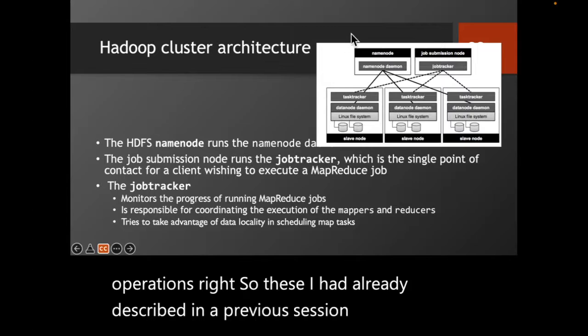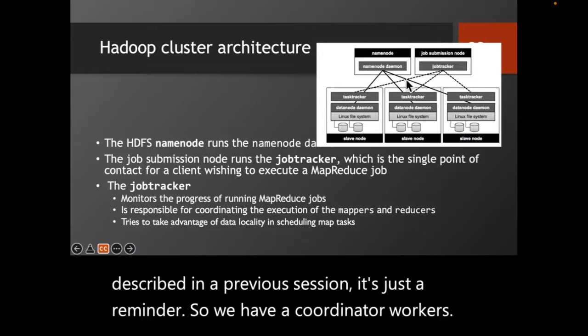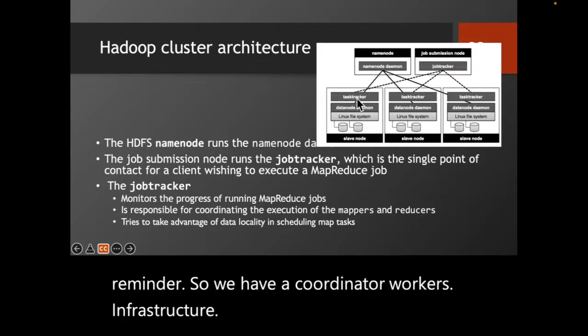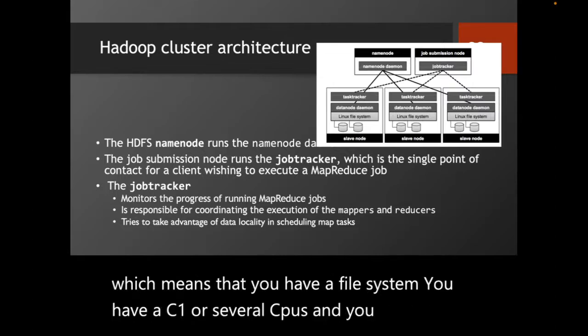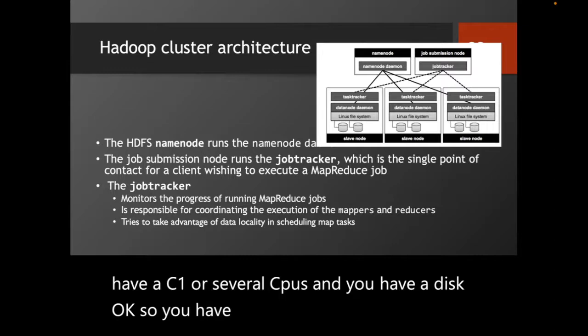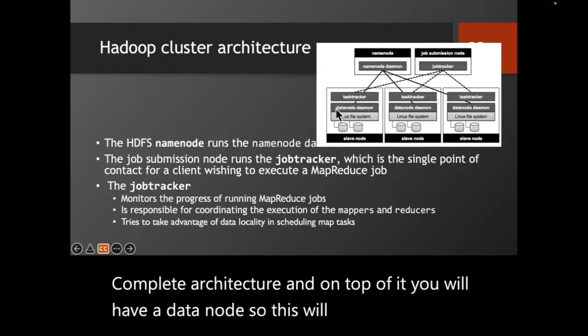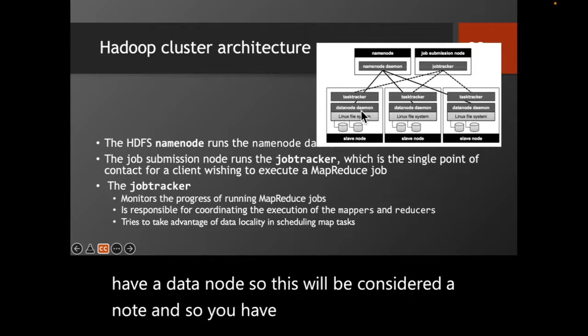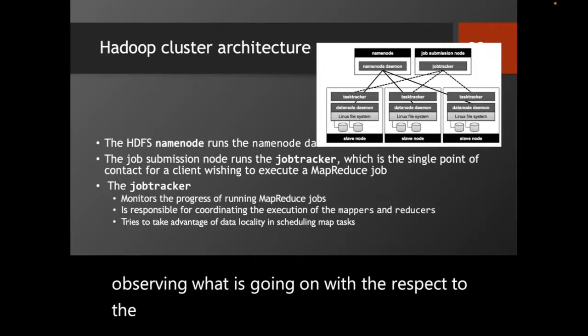It's just a reminder. So we have a coordinator workers infrastructure. The workers are full-fledged machines, which means that you have a file system, you have one or several CPUs, and you have a disk. So you have your complete architecture, and on top of it you will have a data node. This will be considered a node, and you have a daemon that is observing what is going on with respect to the files inside the server.